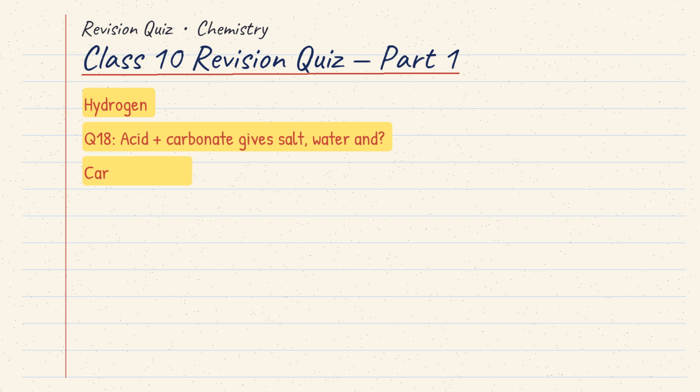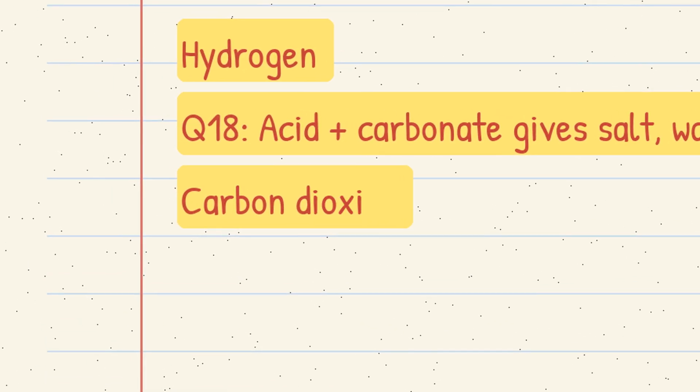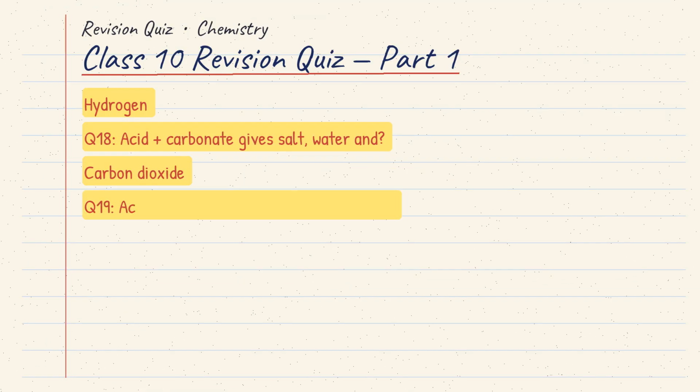The answer is carbon dioxide. It turns lime water milky. Question 19. Acid plus base giving salt plus water is called? Pause and think.